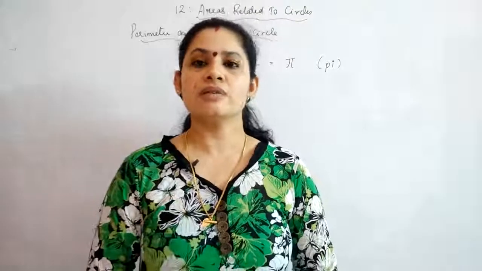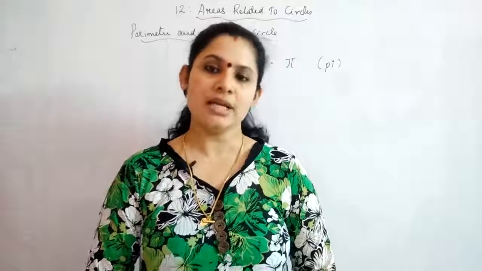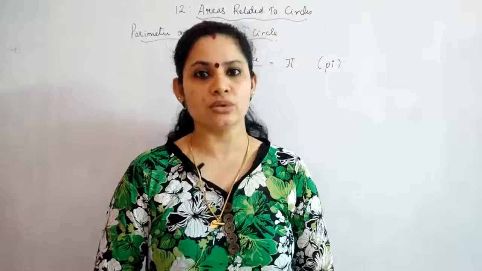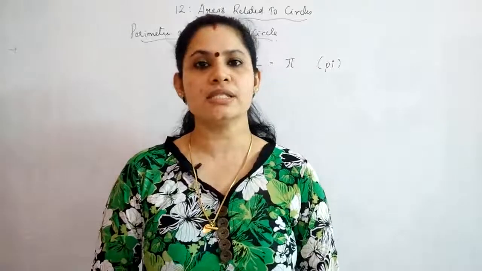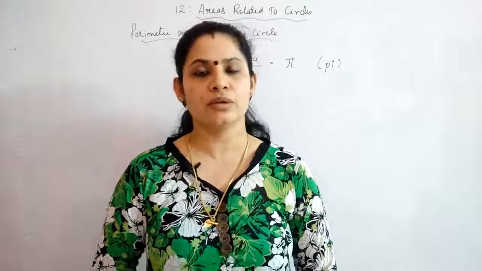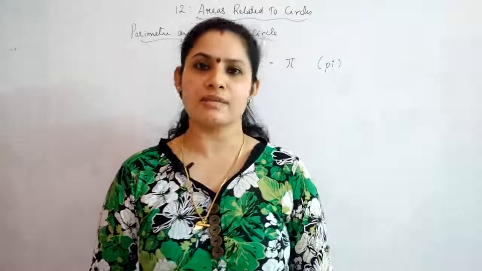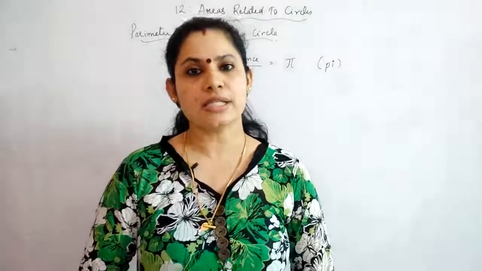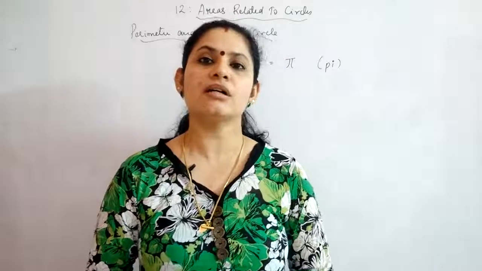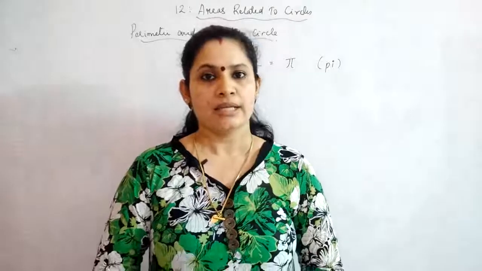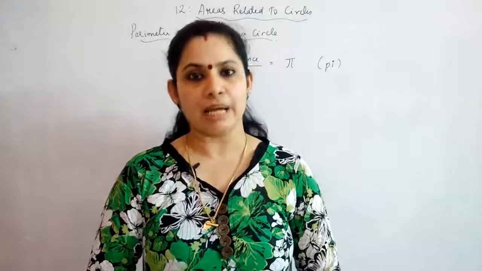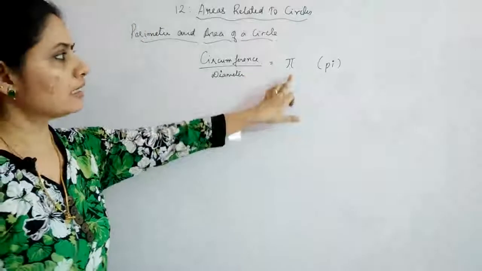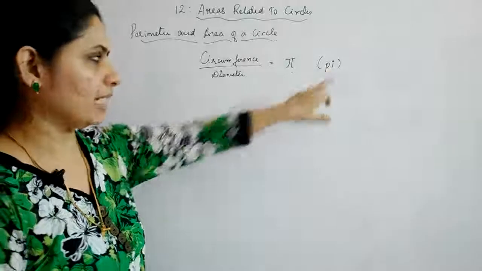Now, the distance covered by traveling once around a circle is called the perimeter of a circle. For a circle, we usually use the word circumference instead of perimeter. So circumference of a circle is the same as perimeter of a circle. There is a relation connecting the circumference and the diameter of the circle: they bear a constant ratio, and that ratio is denoted by pi. So circumference divided by diameter is equal to pi.